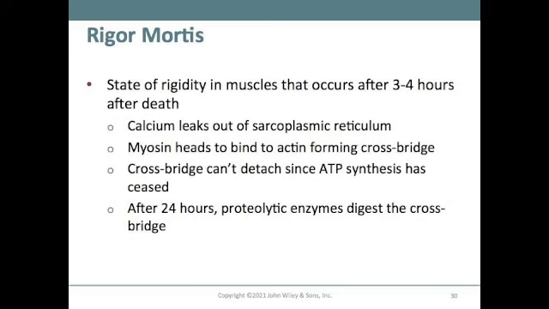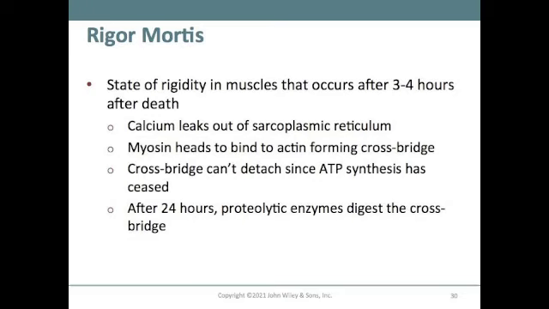So what happens is calcium leaks out of the sarcoplasmic reticulum, and the myosin heads bind to the actin, forming the cross bridge. And the cross bridge can't detach since ATP synthesis has ceased. When I teach low-level biology, I define death as the lack of the ability to metabolize. So when you lose the ability to metabolize, then your ATP is not going to be able to be synthesized or broken down for energy.